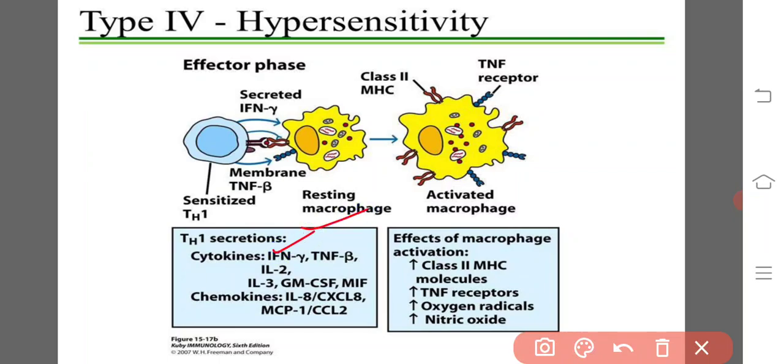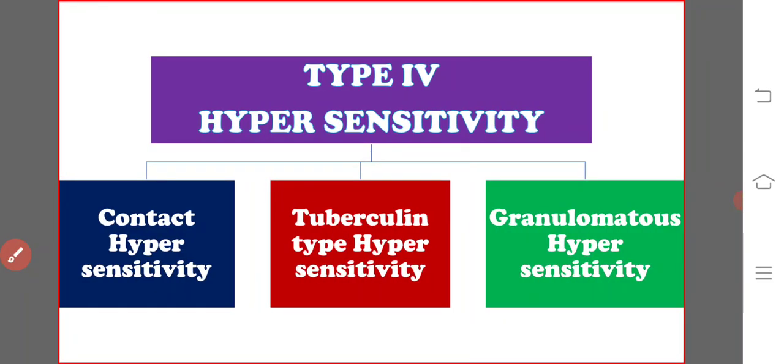gamma, interferon gamma, tumor necrosis factor beta, interleukin 2, interleukin 3, and granulocyte monocyte colony stimulating factor, and macrophage inhibiting factor, chemokines like IL-8 and other factors. And here there are effects of macrophage activation through the class 2 MHC molecules. They attach to the TNF receptors. There are the free oxygen radicals and the nitric oxide. They mediate the delayed type of hypersensitivity reactions.